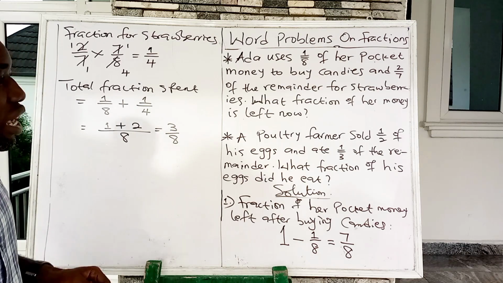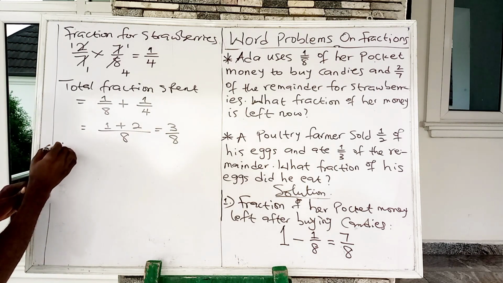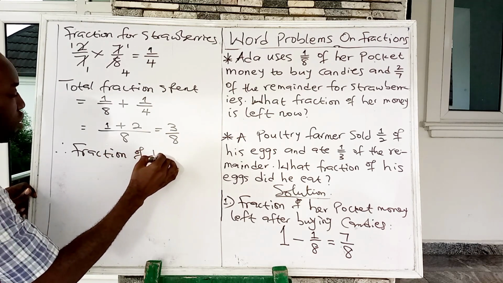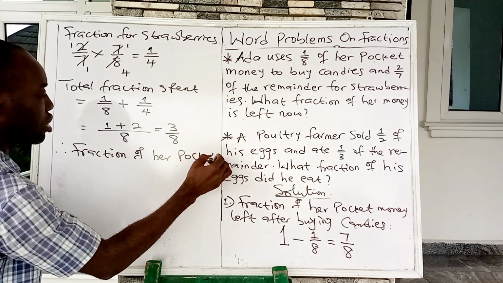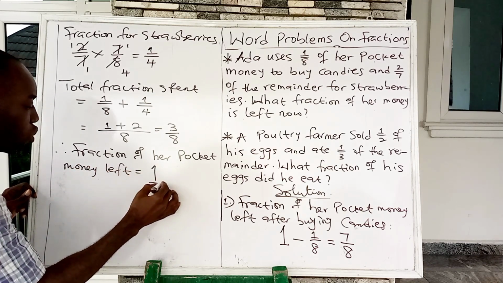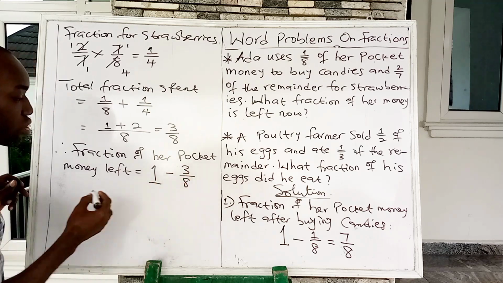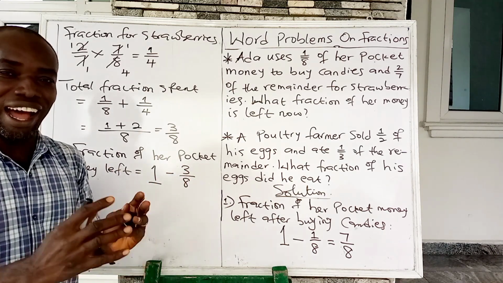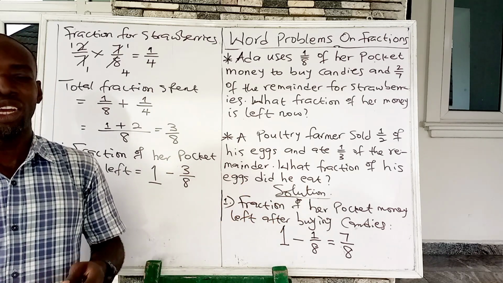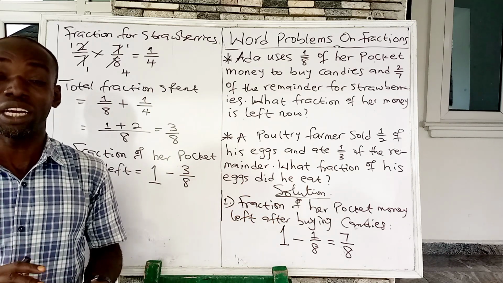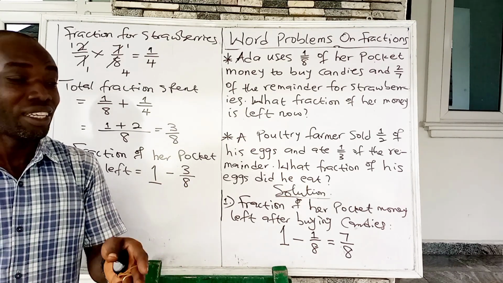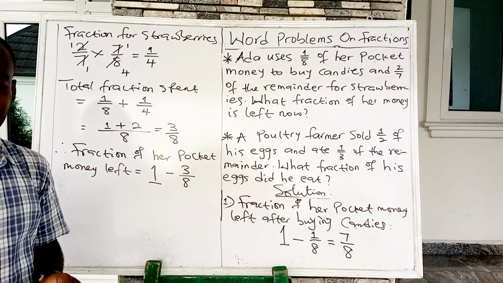Now, what then is the fraction of her pocket money that is left? Therefore, the fraction of her pocket money left will now be a whole again, minus 3/8. It's just like saying Ada has 10 naira. She used 4 naira to buy candies and 3 naira to buy strawberries. What is the pocket money that is left? How do we get that? We add the 4 and the 3 and we subtract from 10. That's exactly the same thing we're doing, even though it's a fraction.